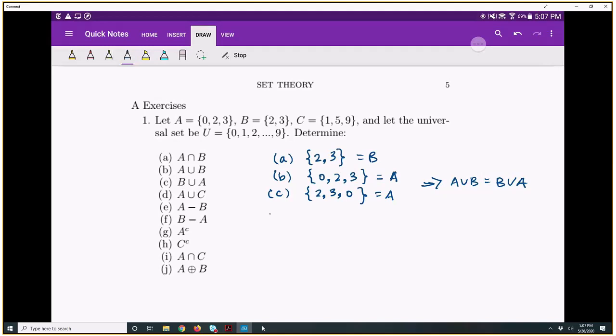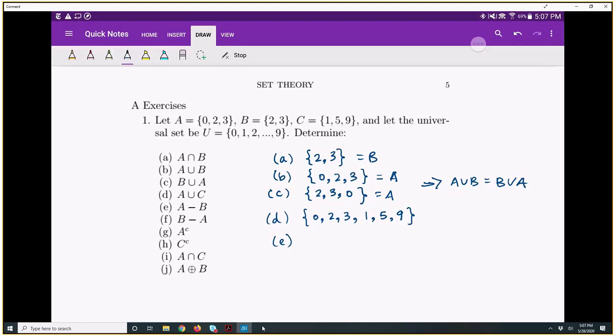For part D, we're asked to find A union C. So we take everything that's in A, and we take everything that's in C, and it turns out that they don't overlap, so I just write these 6 elements one by one. And we know that it doesn't matter what order we write them in. However, you may find in your homework problems, sometimes you're asked to write them in increasing order, but in general, you don't have to. So just pay attention to the instructions on a specific problem in your homework.